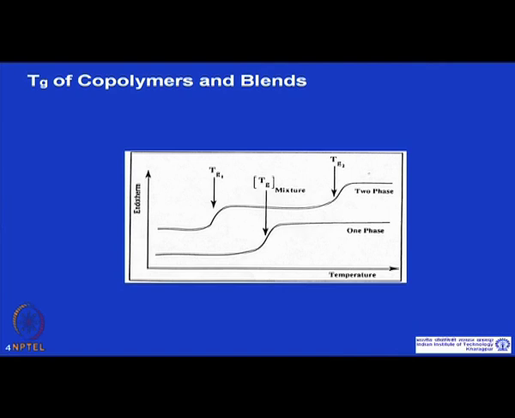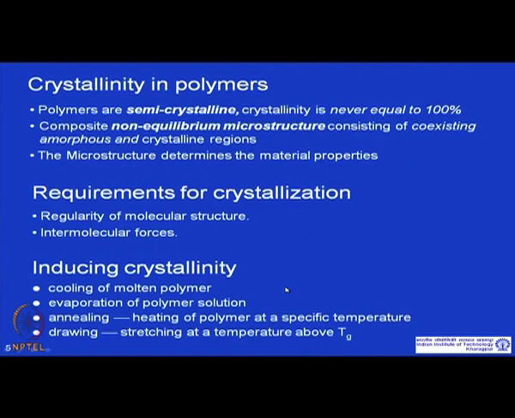So, if you want to show this pictorially, if you have a two phase immiscible system, you get two Tg's corresponding to the homopolymers, and if you have a completely mixed or miscible blend or miscible copolymer, then you have a Tg intermediate between these two. The value of this Tg is given by the two expressions I just wrote. We will come to Tm and melting point.